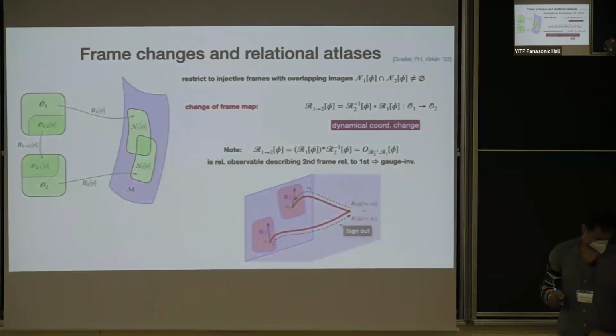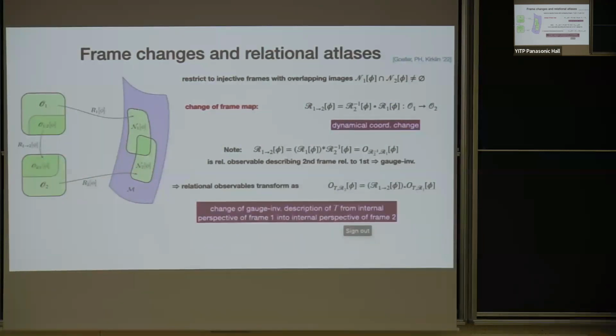Okay. And now when we have these dynamical coordinate changes, so they depend on the field configuration, so on the solution, we can apply them to these relational observables. And what does that really do? It's really just going to transform the relational observables from one frame to relational observables of the other. So for instance, describing, let's say, some tensor quantity T relative to frame one, if we throw this map on it, it really maps it to the relational observable describing the same space-time tensor, but now relative to the second frame. And so this is a change of gauge invariant description between different internal frames.